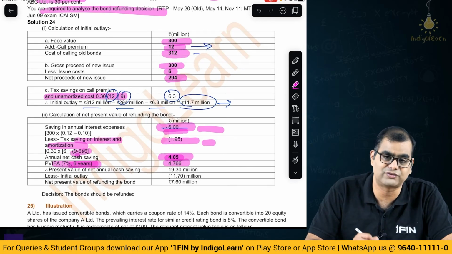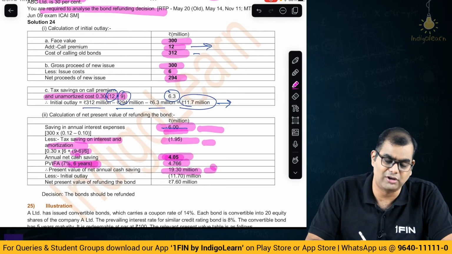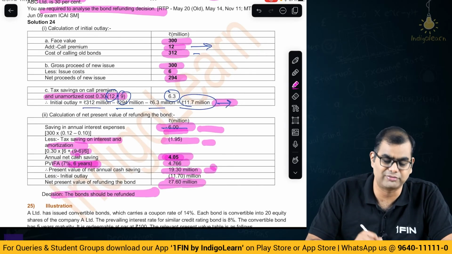You get a present value factor of 4.766, and multiply 4.766 with the annual saving of 4.05. You get the total saving, or total inflow, as 19 million, whereas the outflow is 11 million. So the net savings is 7.66. The bond should be refunded.